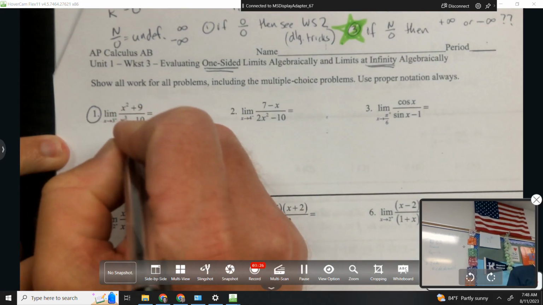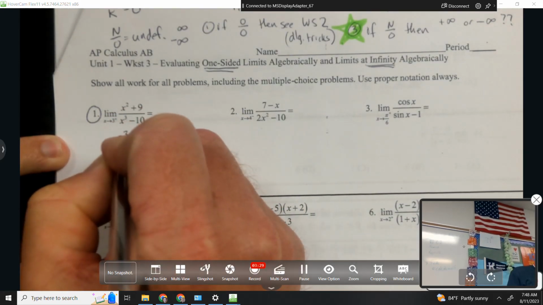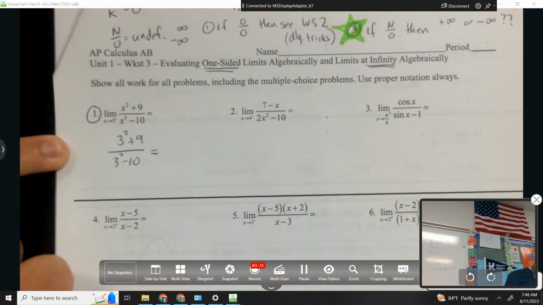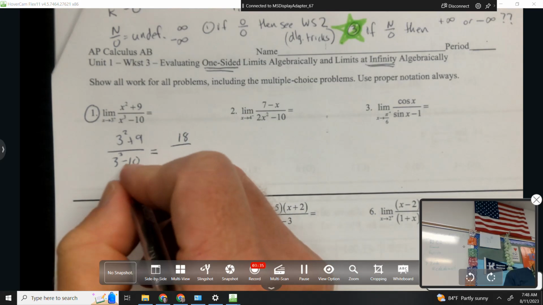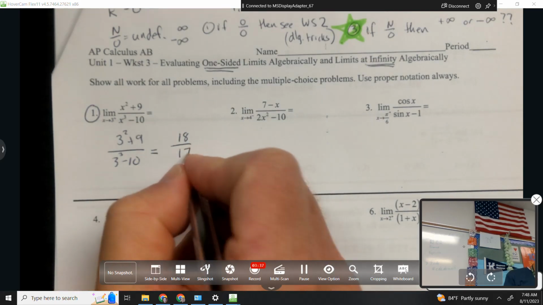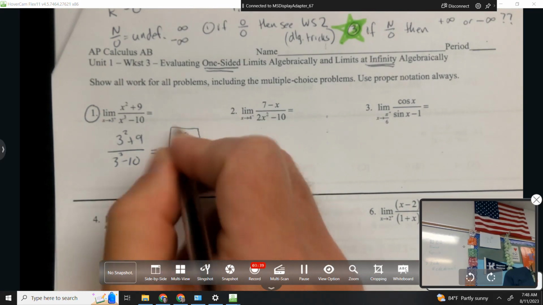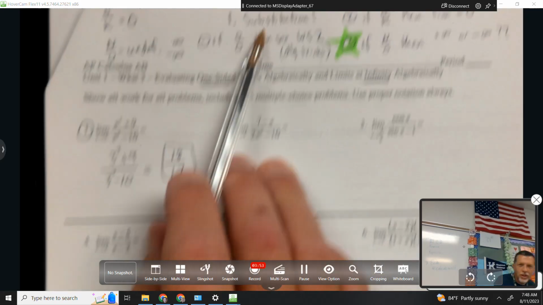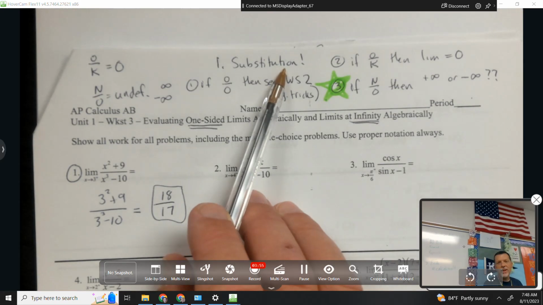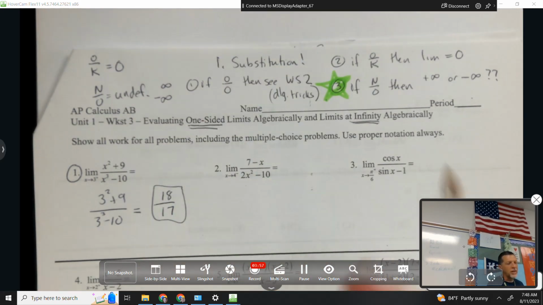So 3 squared plus 9 over 3 cubed minus 10. Let's see. 9 plus 9 is 18. 27 minus 10 is 17. There's nothing wrong with 18/17. We're good. And so the plus and minus thing on that didn't matter. So we like those. So as always, that would match to just substitute and don't worry about the plus or minus. Then if you get something weird, then we got to worry about things.